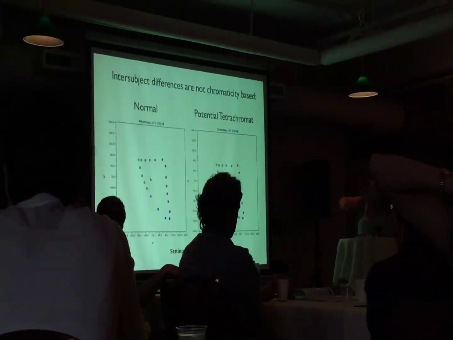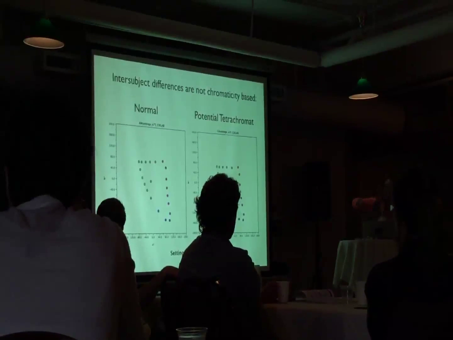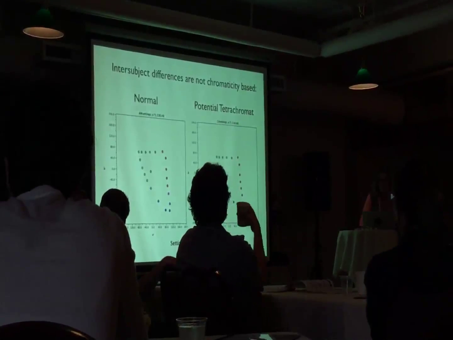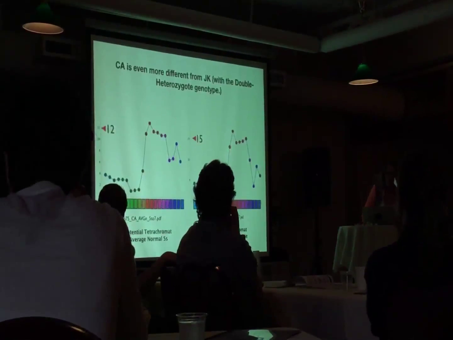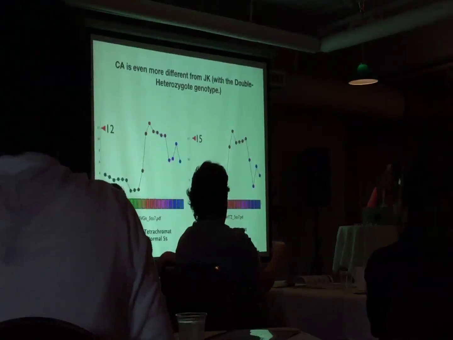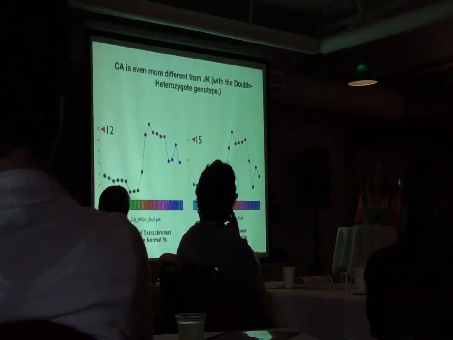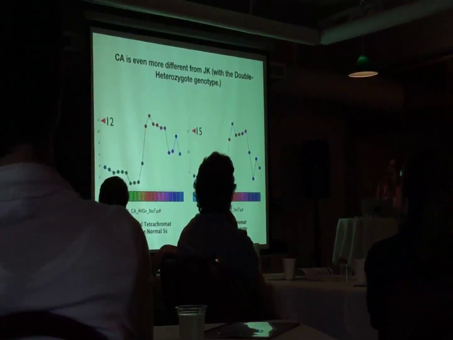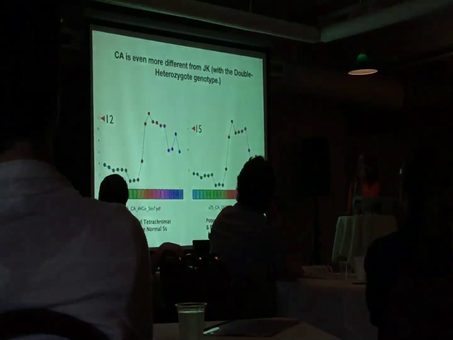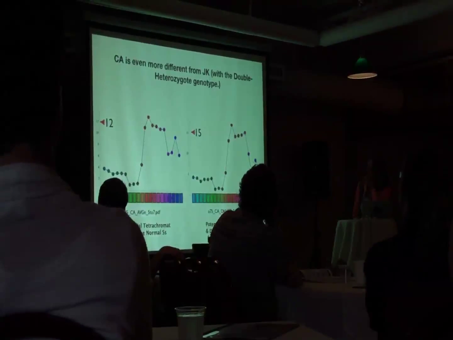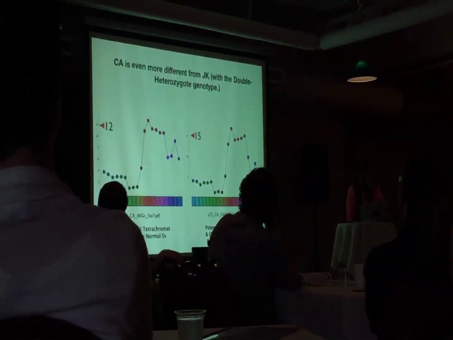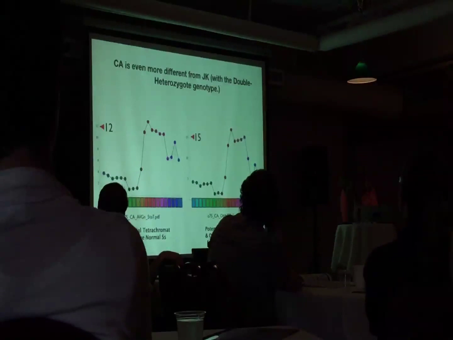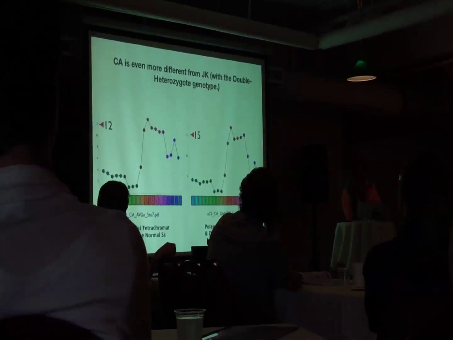You have a normal subject's chromaticity diagram of their settings and a potential tetrachromat's chromaticity diagram of her settings, and there's no difference between these. And it turns out if you compare the first potential tetrachromat, who is the artist, with the second potential tetrachromat, who is the non-artist, or has the double heterozygote polymorphism, the order of magnitude of the difference in the scale, again, shown by the 12 and the 15, shows that she's even more different from the double heterozygote.